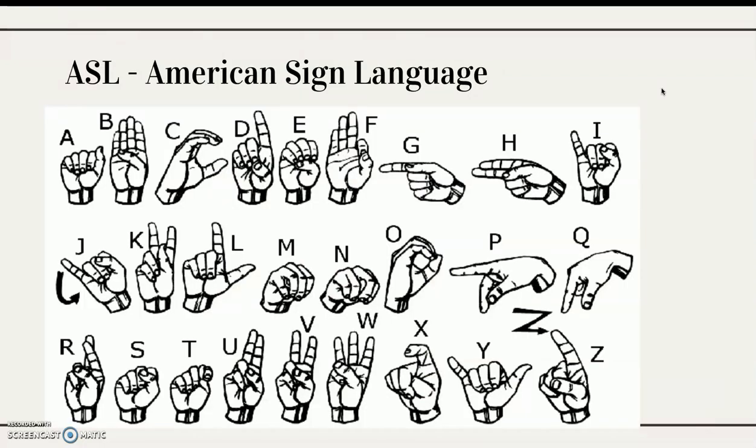There's also ASL, which is American Sign Language. So it's another way that we communicate. So if you are deaf, which means you cannot hear very well or you cannot hear at all, you might learn to use American Sign Language, which is a series of hand movements and gestures to communicate information.